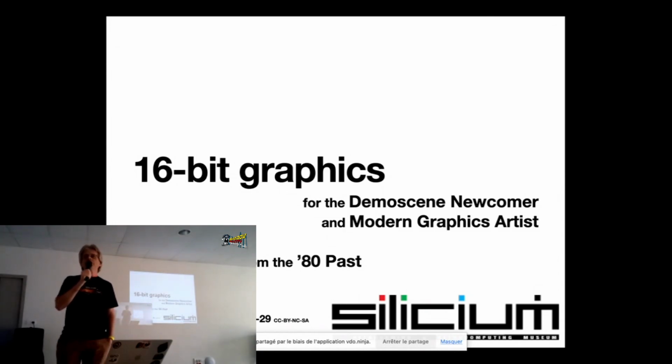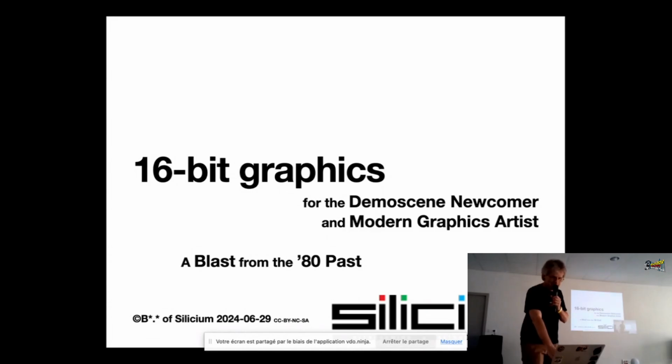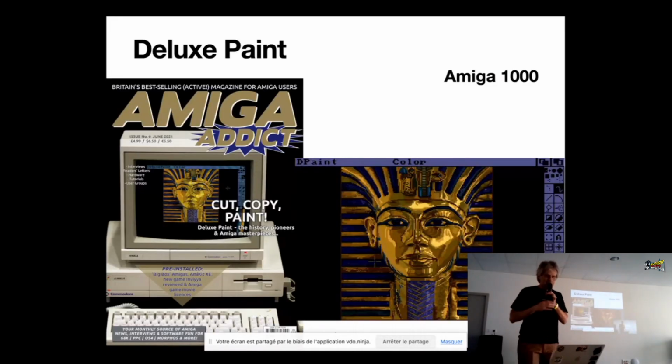This is for newcomers to the demo scene, people who can do modern graphics, like on Photoshop, and would like to understand the difference with old school pixel graphics, full screen graphics, sprites, and so on. So the kind of things we want to do is this kind of graphics. This was Deluxe Paint. As an introduction, this will be a gallery of software and the kind of pictures that could be done with this generation of computers.